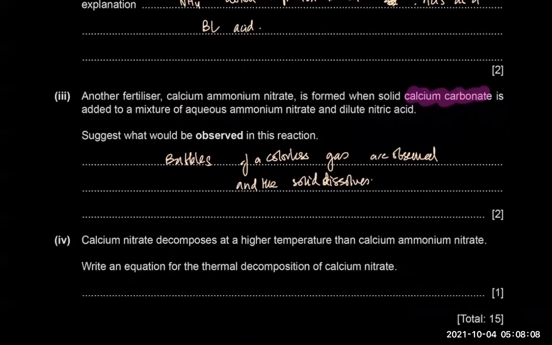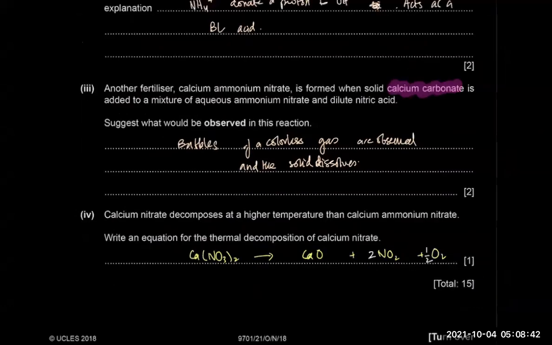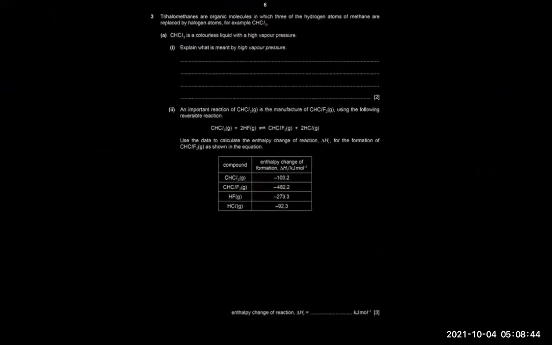Calcium nitrate decomposes at a higher temperature than calcium ammonium nitrate. Write an equation for the decomposition of calcium nitrate. What does it form? Calcium nitrate forms calcium oxide, nitrogen dioxide, and oxygen. Now we have 2NO2, so the remaining half O2. Or if you want whole numbers, you can do that as well. Both are fine. That was half the paper, really.